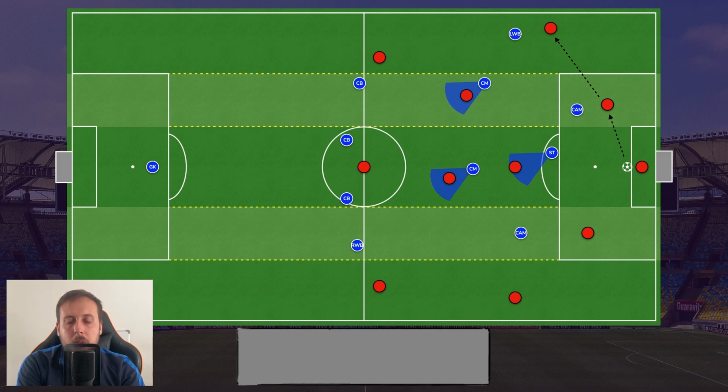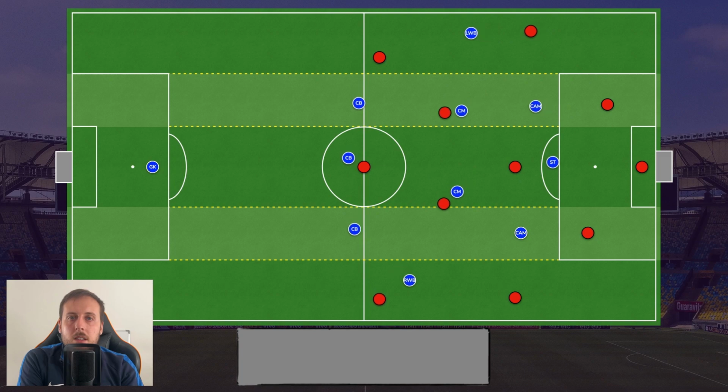So the opposition will find themselves in a lot of space that they can use to exploit once they've beaten the initial press. So it's really important for players not directly involved in the press to recognise any potential danger, and they might look to engage, or they might look just to delay the opposition's progression so that the recovering players do have time to come back and regain the team structure. And that's a look at pressing in the 3-4-3 formation.